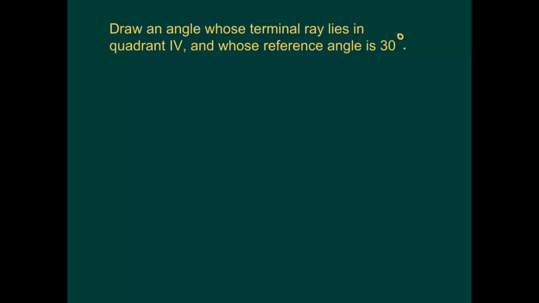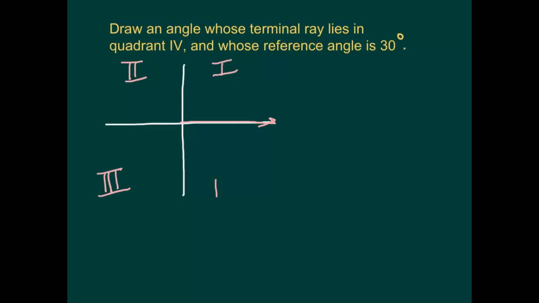Let's try this example. Draw an angle whose terminal ray lies in quadrant 4 and whose reference angle is 30 degrees. Let's try to sketch that. All right, there's my XY plane. Terminal ray lands in quadrant 4. Don't forget how your quadrants are numbered. Quadrant 1, 2, 3, and 4. So it has to land here. And our reference angle, which I can see is this one, has to be 30 degrees.